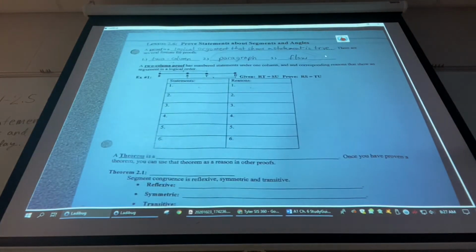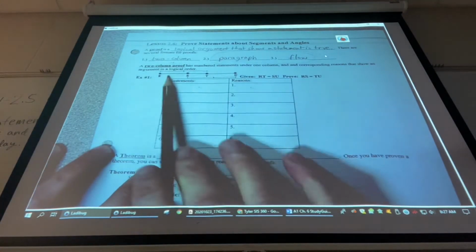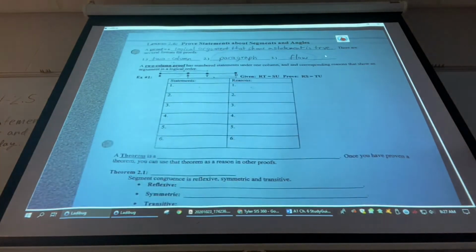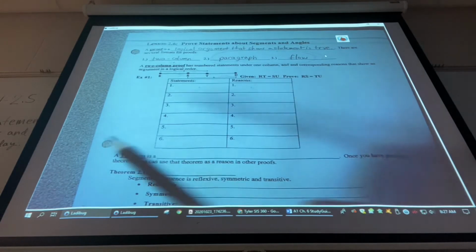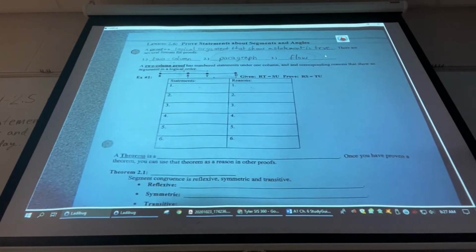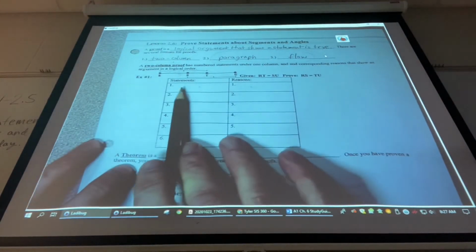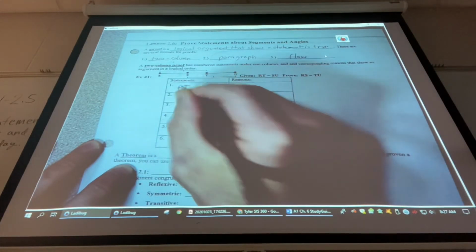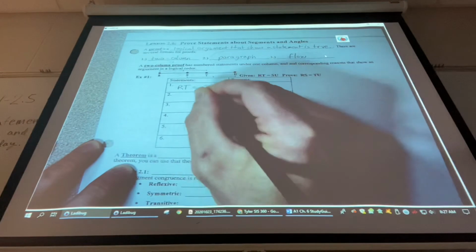And our goal is to prove that RS is equal to TU. All right, so any proof that you do is going to start the same. You're going to write what was given. We were given that RT was equal to SU.